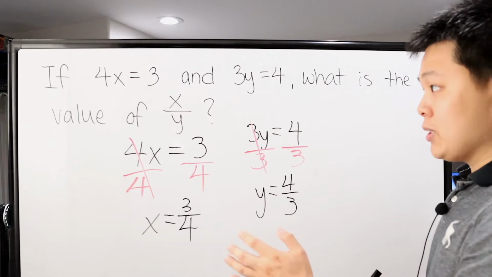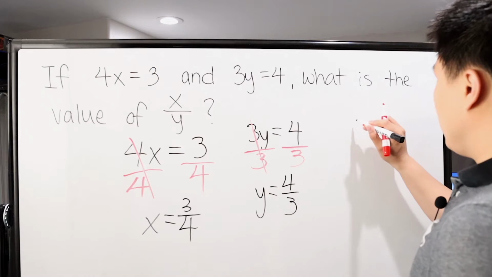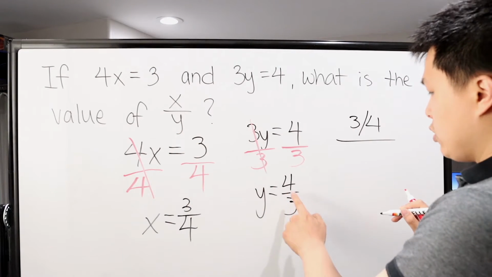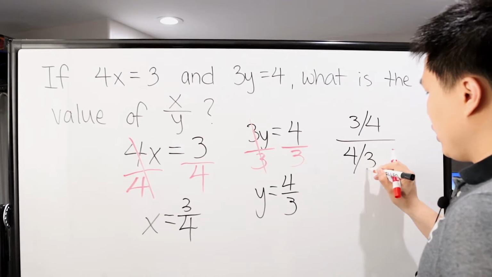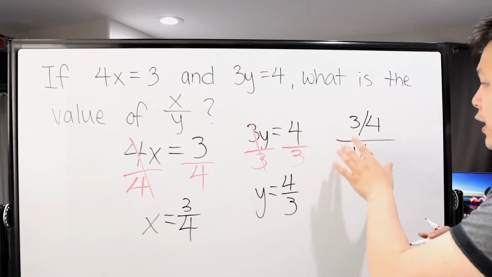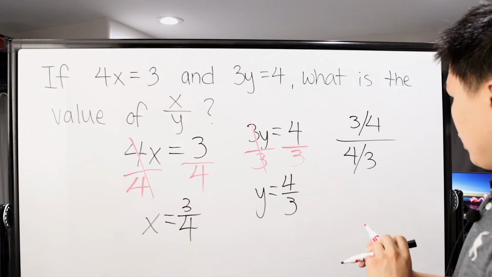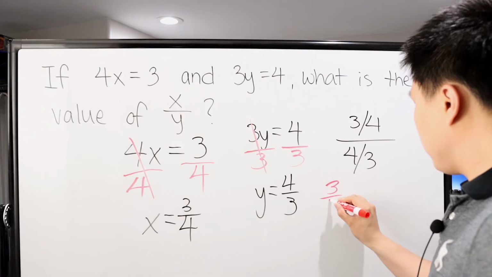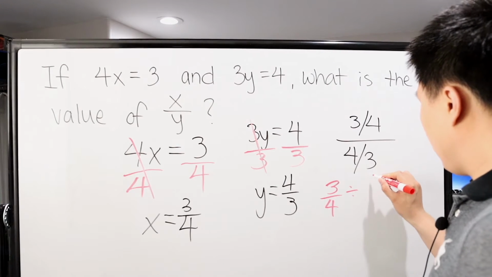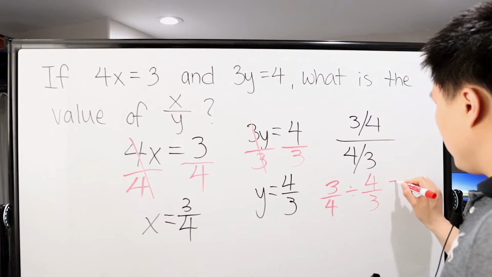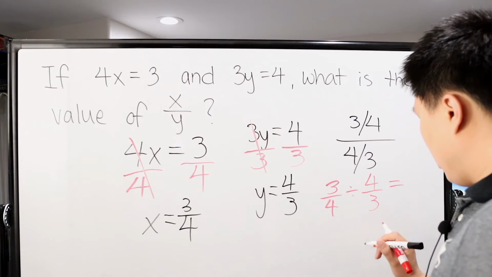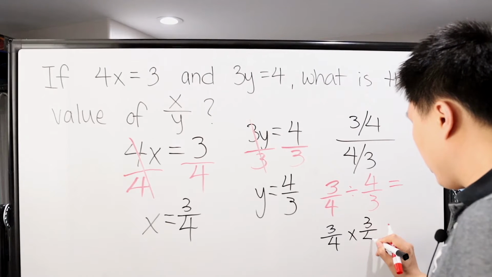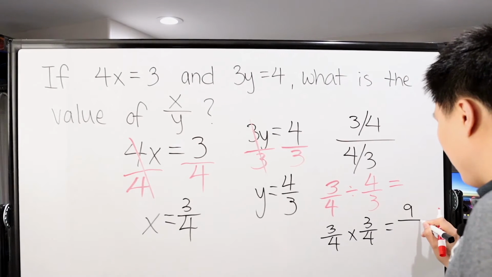Now this is where some mistakes end up coming in. Our x is 3 over 4 and our y is 4 over 3. So in this case, it's actually a fraction divided by a fraction. Let me just rewrite that really quickly. Let's write it in red here. So we have 3 over 4 divided by 4 over 3, which is the same as 3 over 4 times 3 over 4. And in this case, that is 9 over 16.